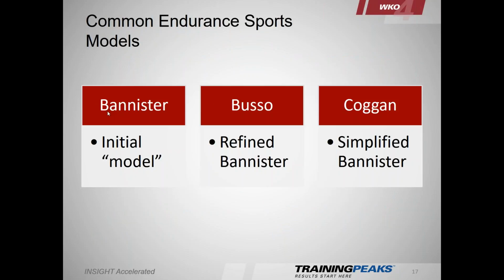Common endurance models, I'm not going to go deep into this, but you really have three: Bannister, Busso, Coggan. These are my own opinion, by the way. Bannister really kicked it off. Busso refined it because there were some model flaws in the Bannister model. It was good, but it didn't deal with recovery and some other things well. But Busso's model was very complex. Andy came around and said, let's make it more functional. Let's simplify the Bannister model instead of making it more complex, and developed what we would call the functional science here.